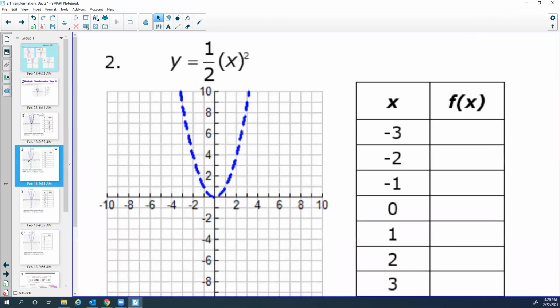All right, next we have 1/2 x squared. What do you think is probably going to happen here since it's a fraction? The other one was a whole number, this is a fraction. Hopefully you're already thinking, well, maybe it's not going to stretch. Maybe it's going to get wider. Maybe it's going to get bigger. Let's see if that's the case.